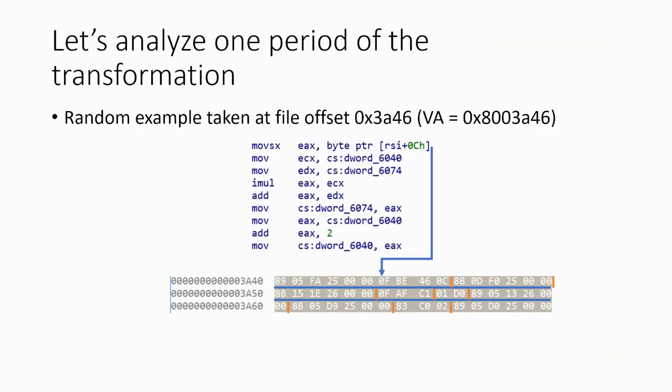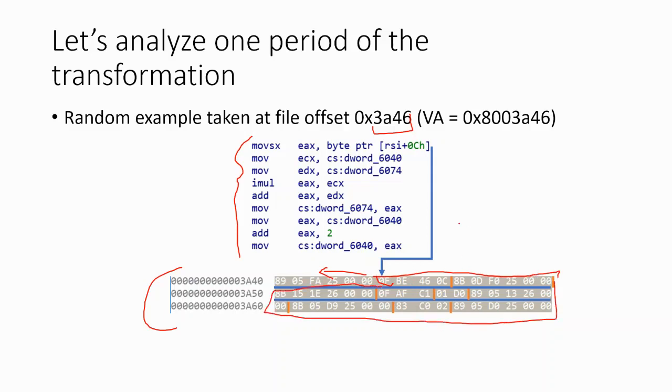So let's analyze one period of transformation in more detail. Here's just one taken at a random location. This is at offset 3A46 in the file if you want to follow along. Here I've included the disassembly view as well as the hex view of this period. The hex view actually starts here, from the previous period, and goes on till the end of the block. What essentially happens is we have a move into EAX of [RSI plus 0xC]. So this is an offset, and as we saw earlier, the offset changes with each period.